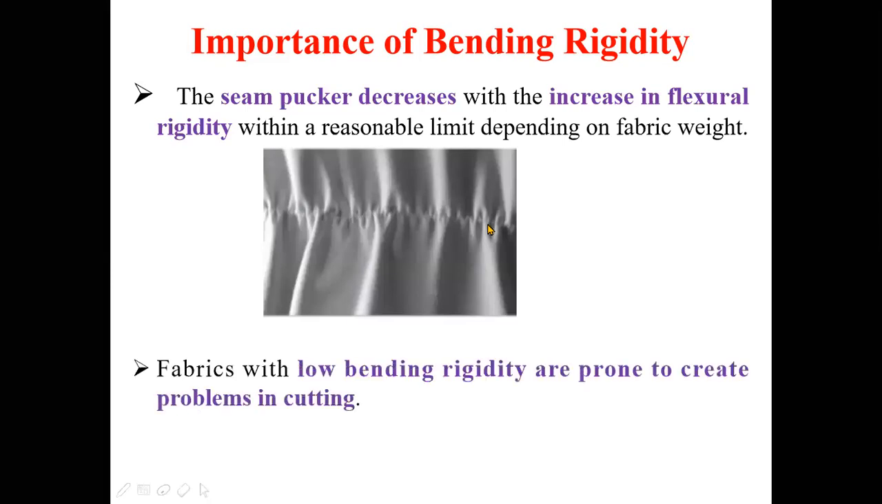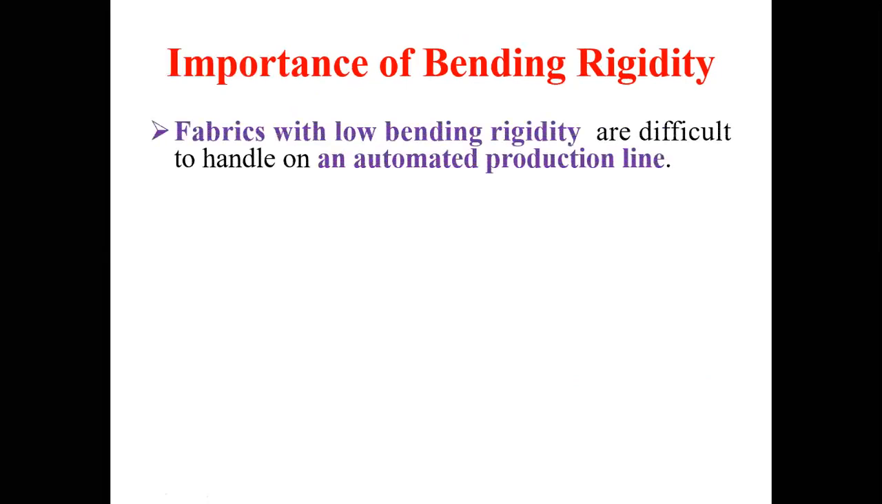Next, lower bending rigidity fabrics are prone to create problems in cutting. You know very well that if the fabric is very light, or you can say that if the fabric is very limp, the fabric will always try to deform, and this type of tendency of the deformation will create problems in cutting. Next, fabrics with low bending rigidity are difficult to handle on an automatic production line.